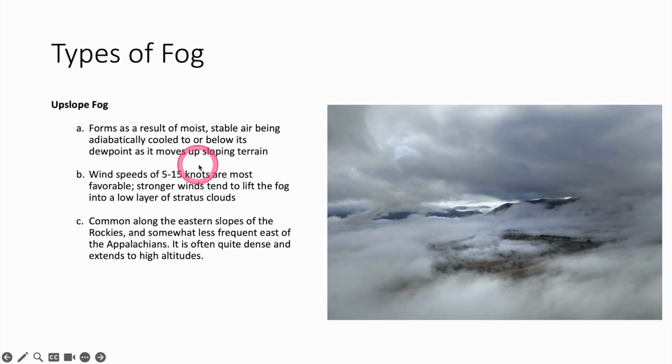So upslope fog, you're gonna have moist, stable air that's gonna be cooled as it goes upslope. So as it gets higher in altitude, traveling upslope, you're gonna get fog. This one does require wind as well. Obviously need something pushing your wind upslope. Eventually though, it gets high enough where it just becomes stratus clouds. It's no longer fog.